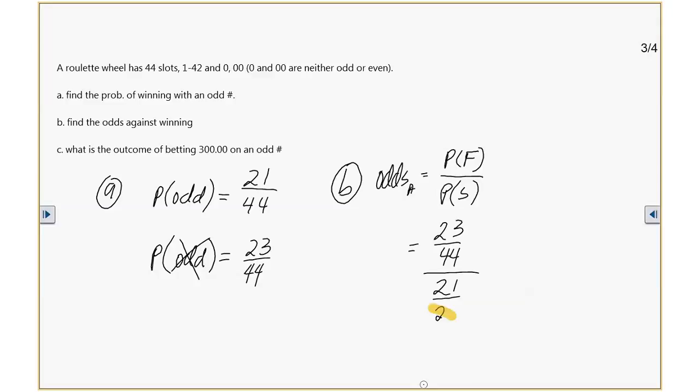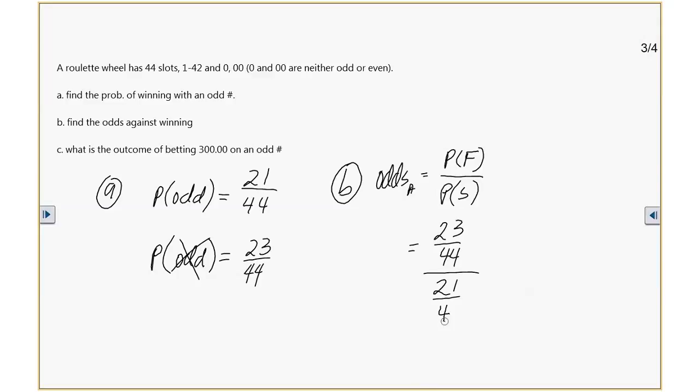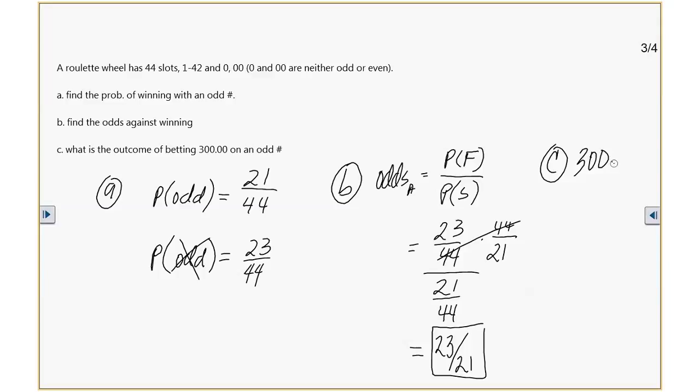And after a while, you start to see the pattern. Basically, it's the two numerators, right? You just cut out the 44s, because you multiply by the reciprocal and you start getting 23 over 21 is the odds against. And part C, if you bet $300, somebody tell me what the take home is. Okay, I'm waiting. Why didn't we take the lot home? Because you had very low odds.